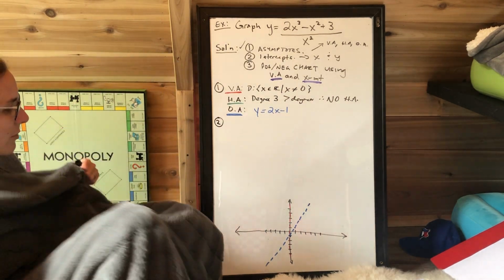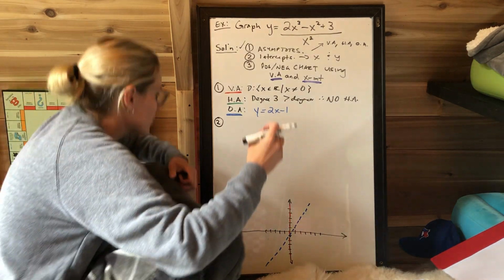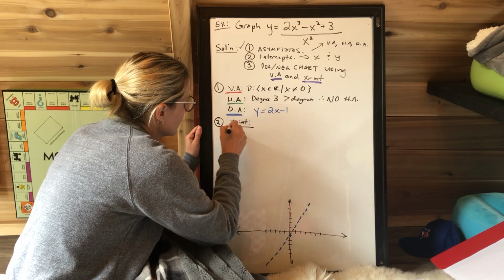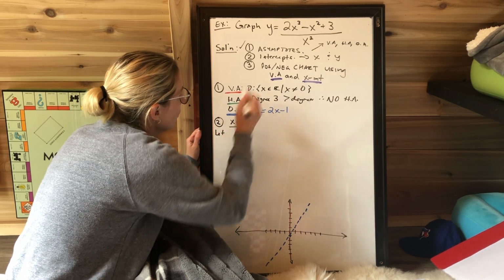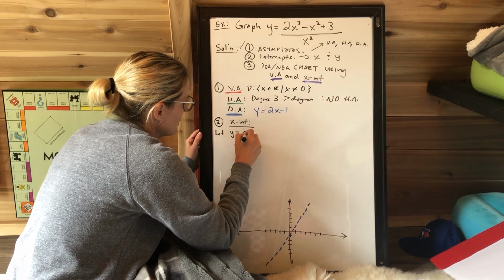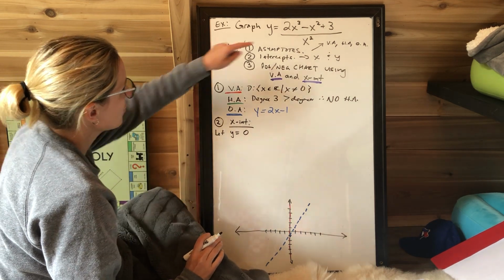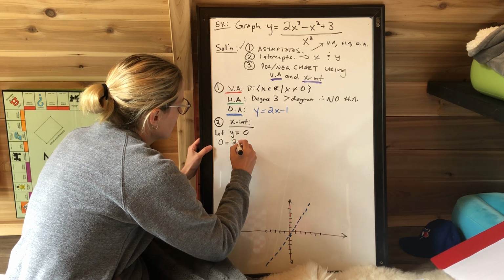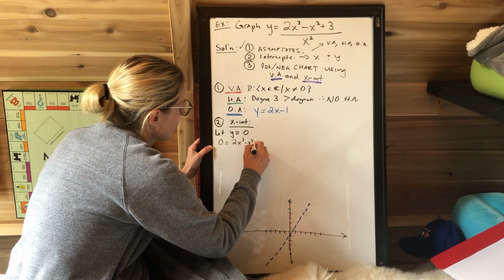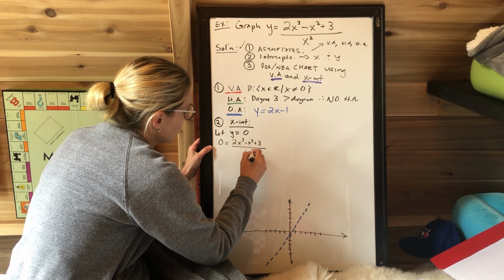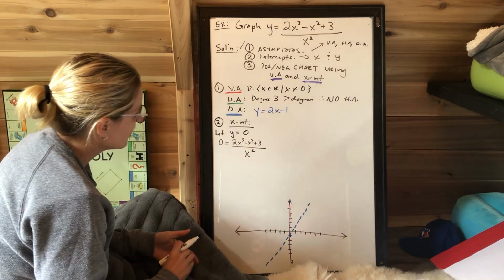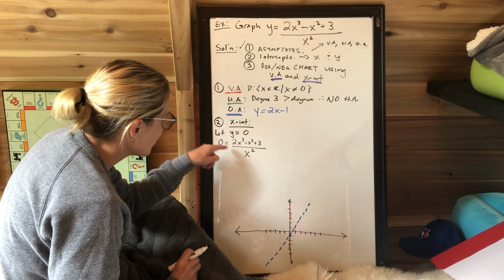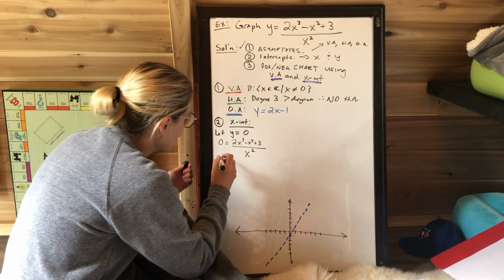Step 2 are the intercepts. So in this case, we want to find x and y intercepts. To get an x-intercept, let y equal 0. When I do that, I get 0 equals 2x cubed minus x squared plus 3 over x squared. Well, how will I solve this? I'm going to multiply both sides by x squared. What happens when I multiply x squared by 0? It stays 0. So all you're left with is this.